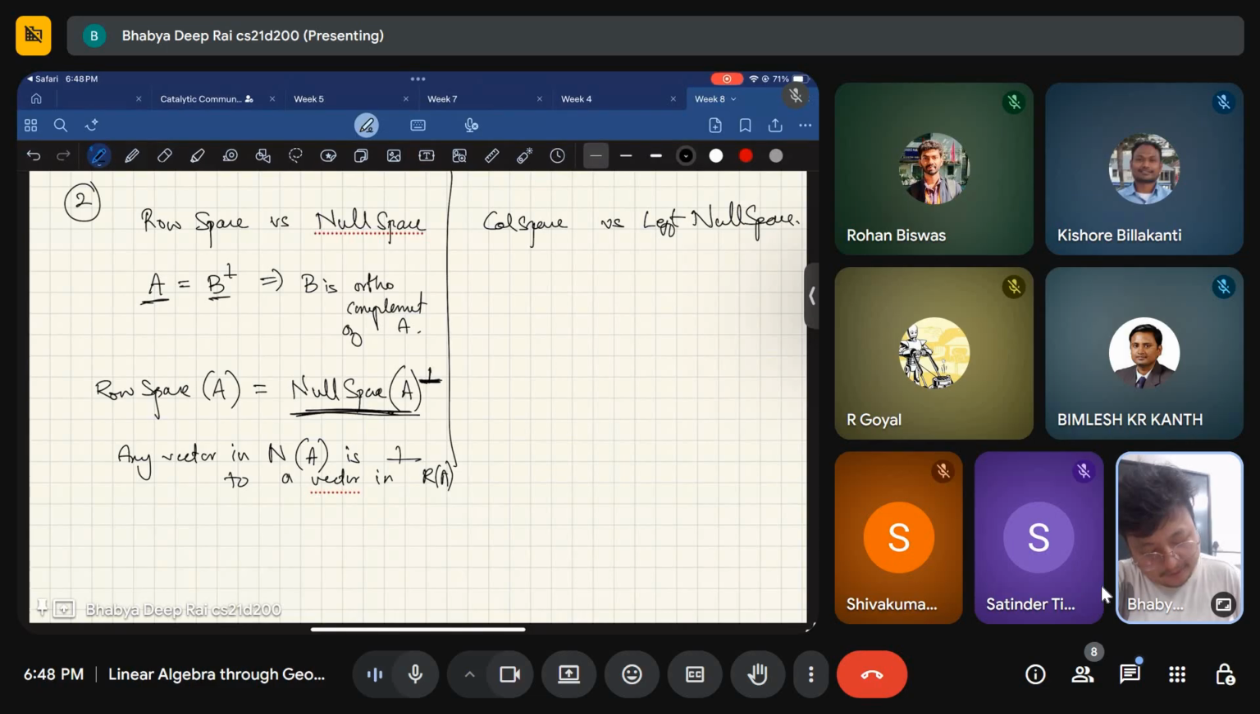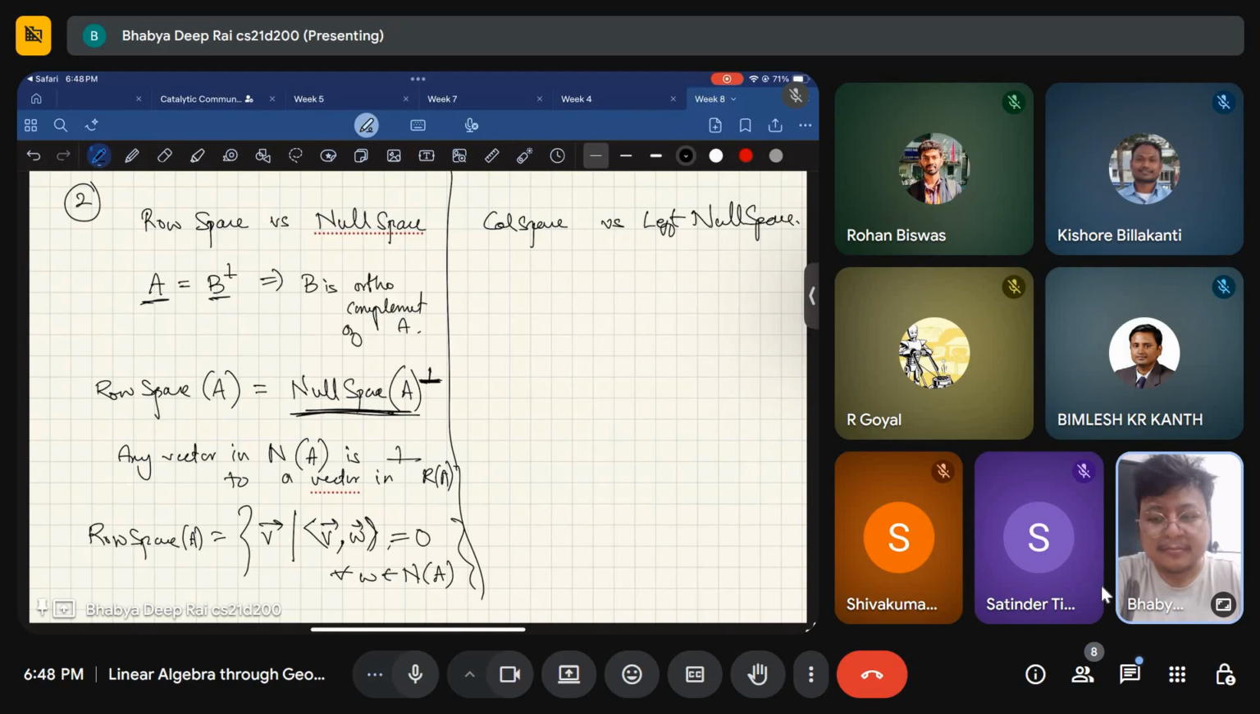Okay, in other words, what does that mean? The row space of A is equal to all those vectors such that when I take the dot product with any vector in the null space, I always get 0. This is what it means when two vectors are orthogonal, right? The dot product is 0.